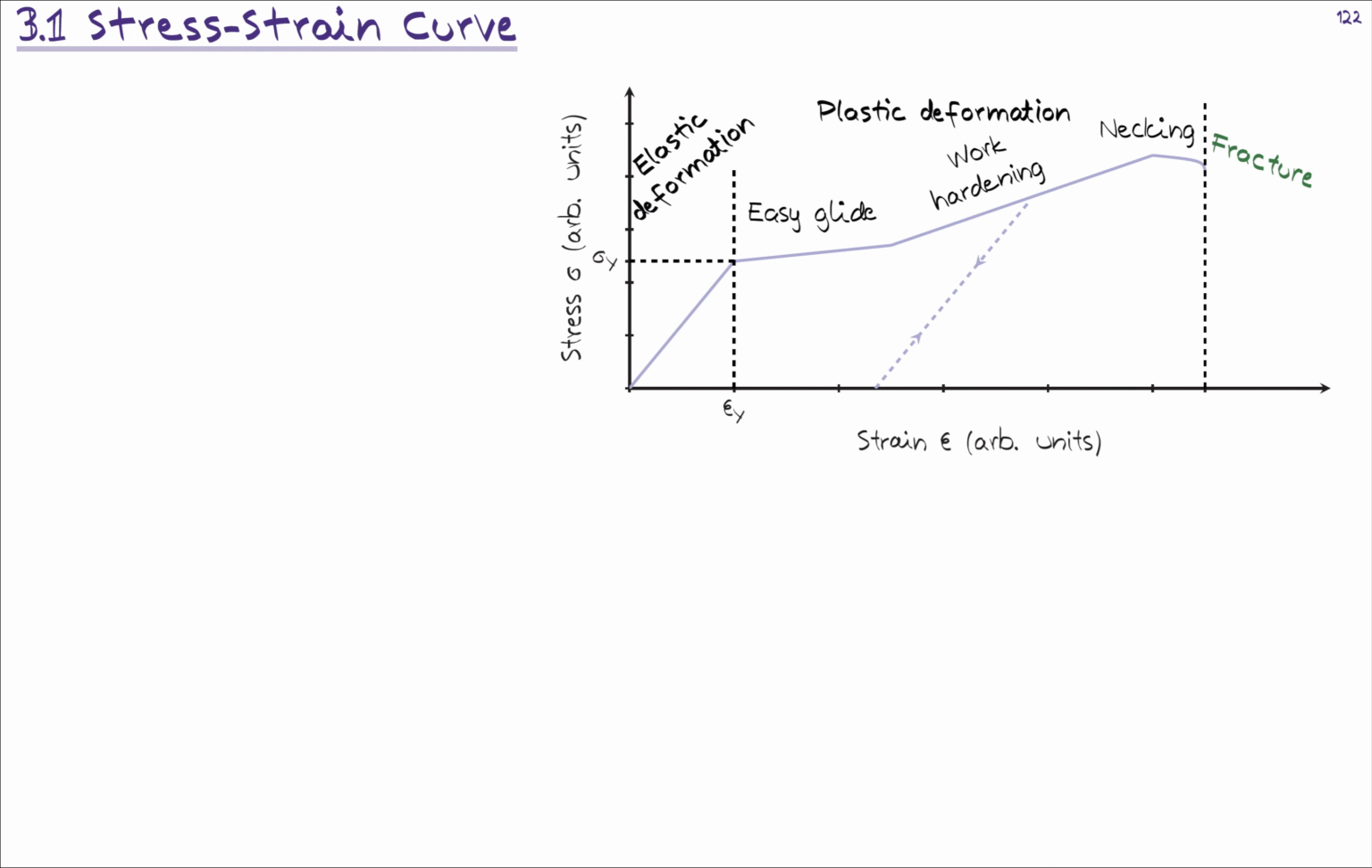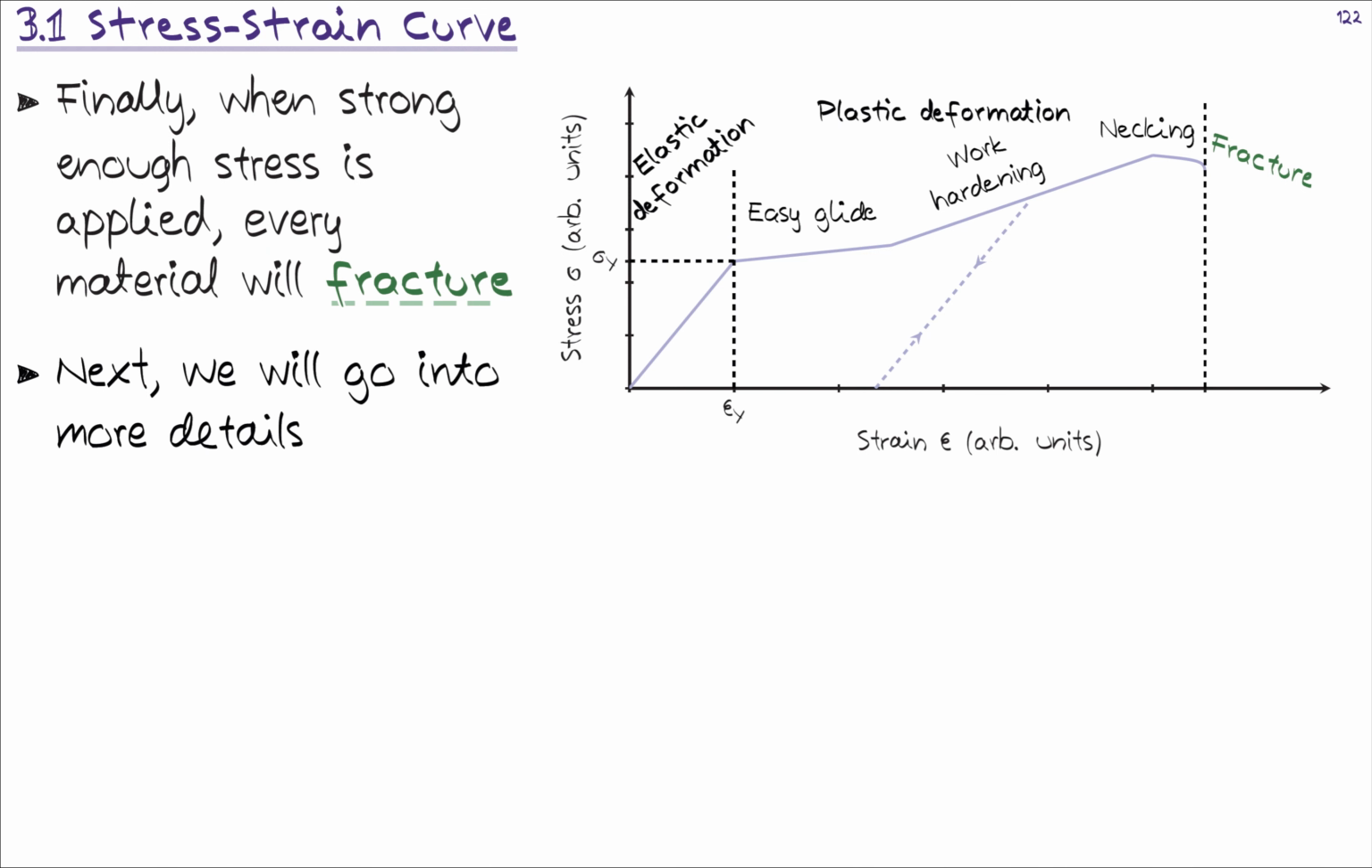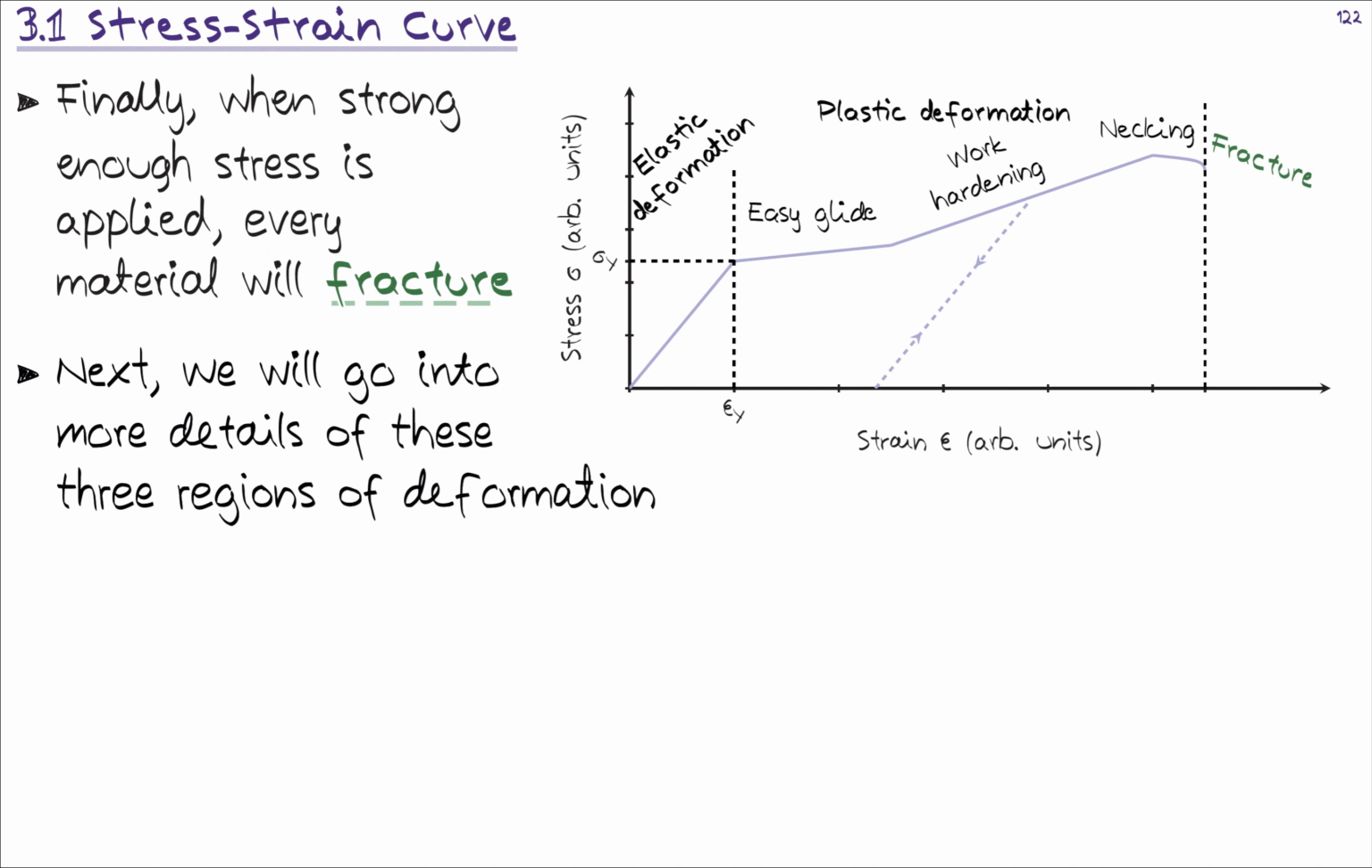The final region that we will be covering is where the stress is strong enough that the material will break down. The material scientific term is fracture. That is what every material will face eventually when strong enough forces are applied. In this chapter, we will go into these different regimes and what happens for the materials in more detail. We will be covering these different regions of deformation.